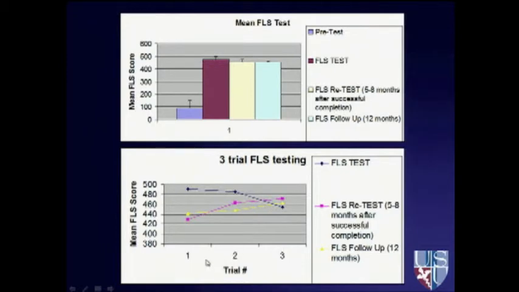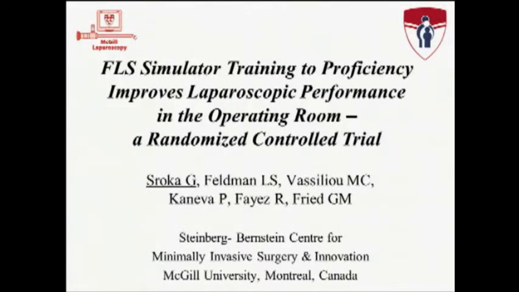And we're able to show that basically within 3 trials, the blue is immediate post-training, and then the yellow and pink are the 6 and 12 months. And you can see by trial 3, they're basically performing at the level they were immediately post-training. So training to this level of proficiency led to at least a durability of this skill set up to 12 months.